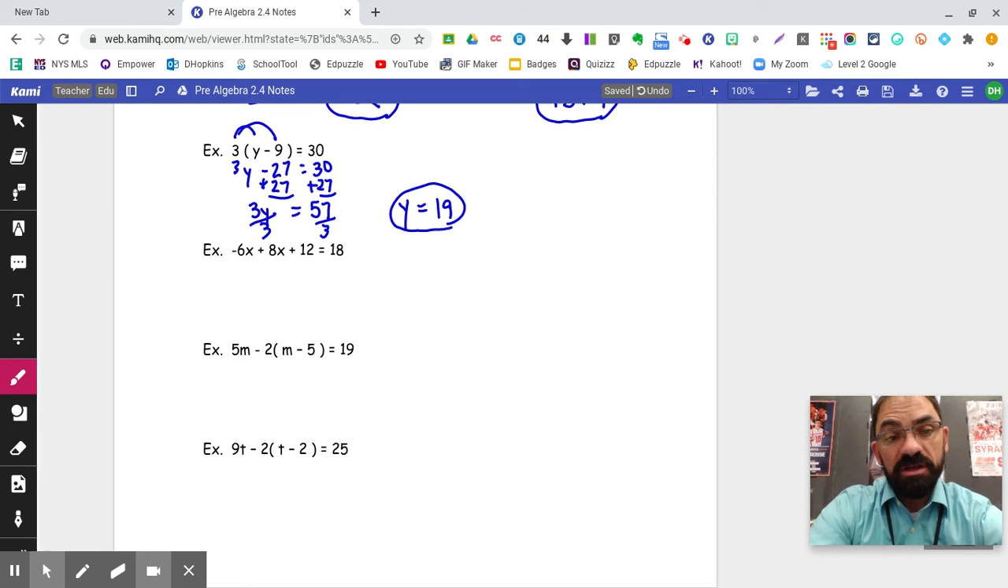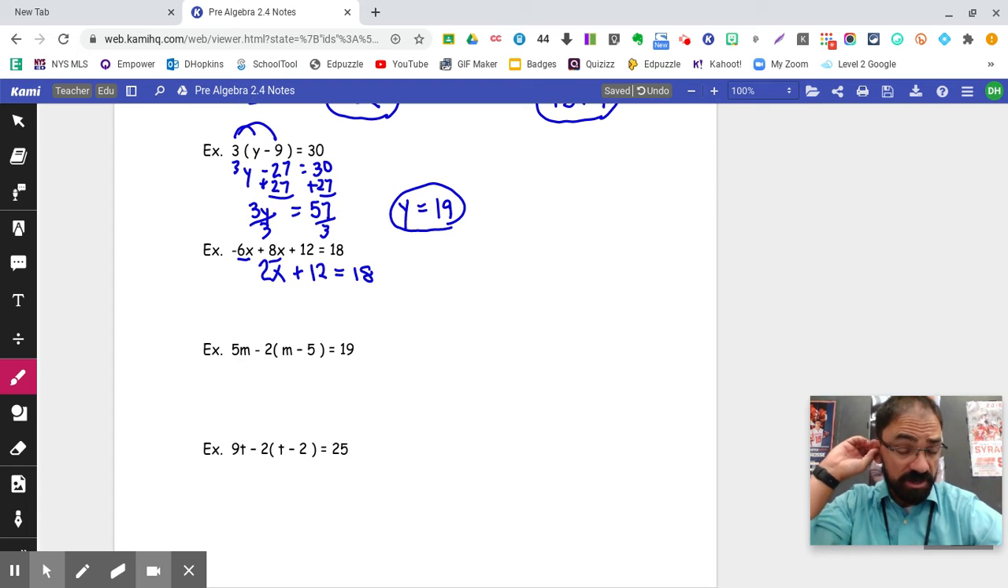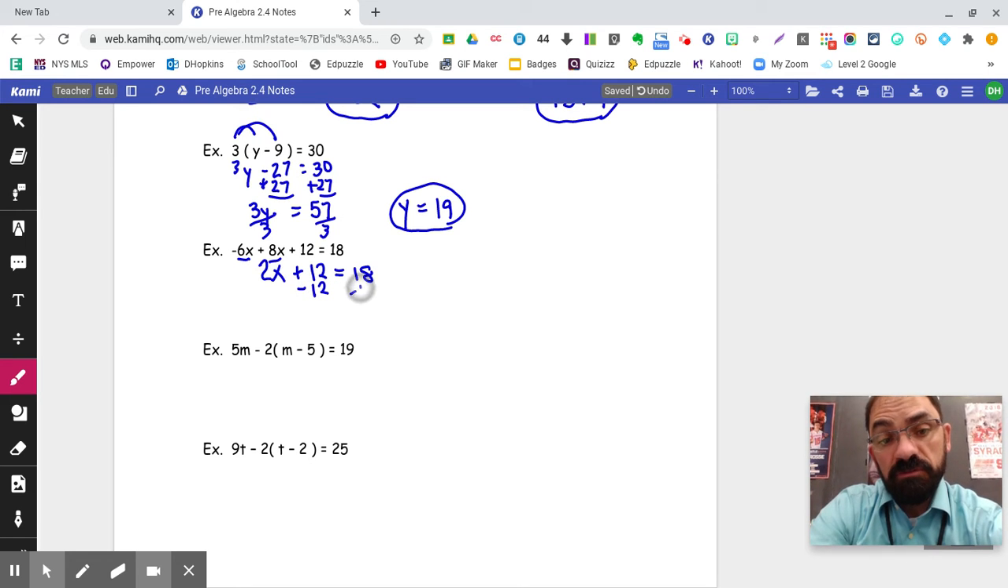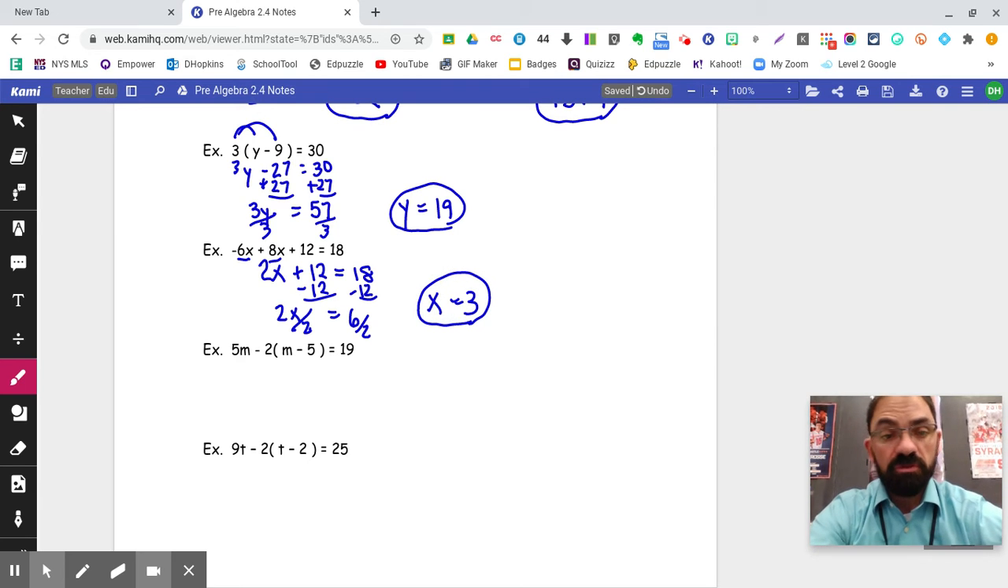Combine like terms. We have -6x plus 8x. -6 plus 8 is 2x plus 12 equals 18. So once I clean that up, I just have a 2-step equation, which we should be comfortable solving now. Let's subtract 12, getting rid of whatever's not attached to the x. And then to get x by itself, divide by 2. So x equals 3.